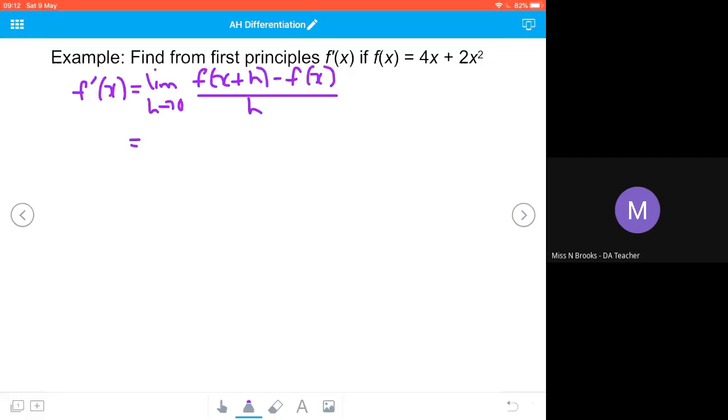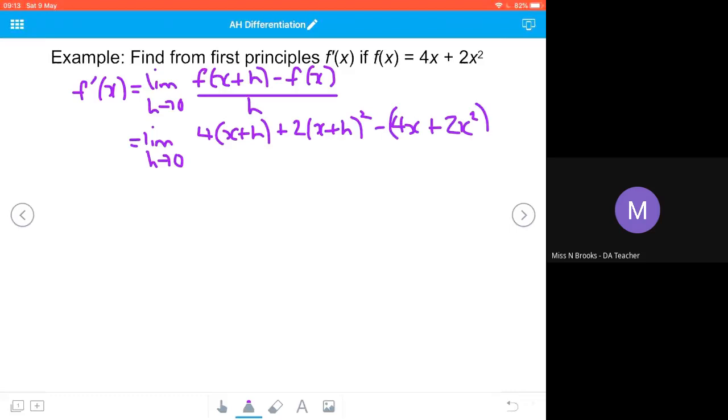So I'm going to have my limit as h tends to 0, and I'm going to have 4 times x plus h plus 2 times x plus h all squared minus 4x plus 2x squared. And that's all going to be over h. Now I've put my 4x plus 2x squared in brackets because I'm having to take away the 4x and take away the 2x squared.